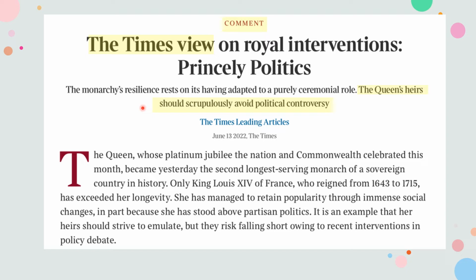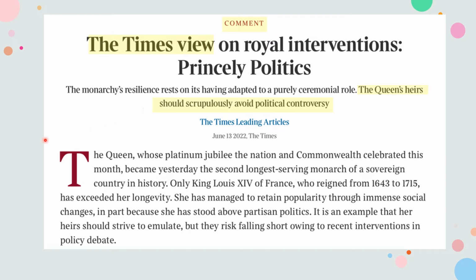This tagline also essentially tells us exactly what the article will be about, which is why it's so important to read it properly. We now know that this person is going to be arguing that the royal family must not get involved in politics if they wish to survive in their ceremonial role, as the author puts it.